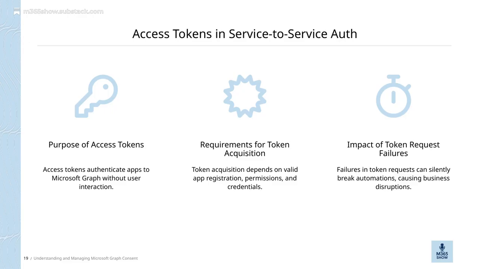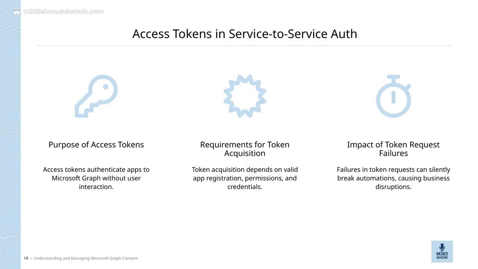Now, the main purpose of access tokens is to authenticate applications to Microsoft Graph without requiring user interaction. This is especially vital for automated processes and services that need seamless, secure access. In service-to-service authentication, access tokens serve as the digital credentials that verify the application's identity, allowing it to perform actions without manual login. So, making sure these tokens are obtained correctly and functioning properly is key to maintaining reliable, secure automation workflows.